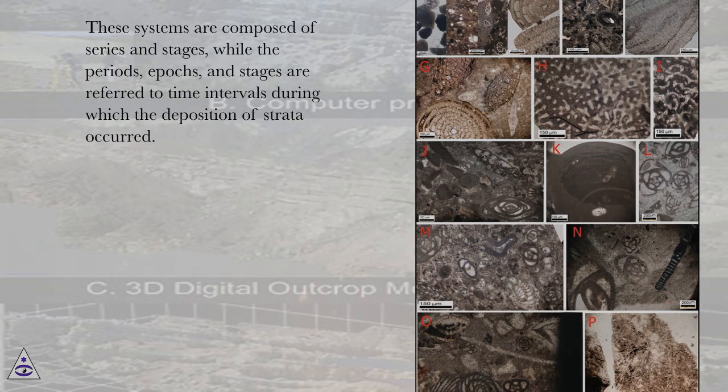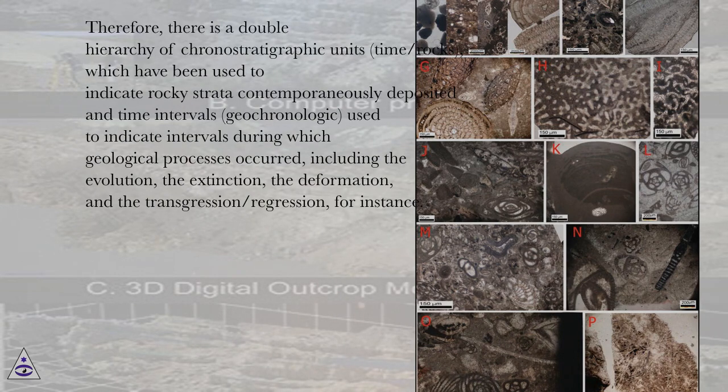These systems are composed of series and stages, while the periods, epochs, and ages refer to time intervals during which the deposition of strata occurred. Therefore, there is a double hierarchy of chronostratigraphic units, time/rocks, which have been used to indicate rocky strata contemporaneously deposited in time intervals, and geochronologic units, used to indicate intervals during which geological processes occurred, including the evolution, the extinction, the deformation, and the transgression/regression, for instance.